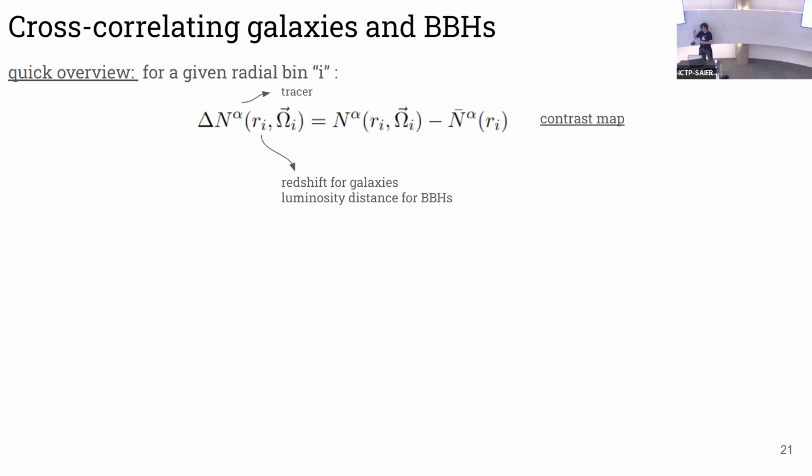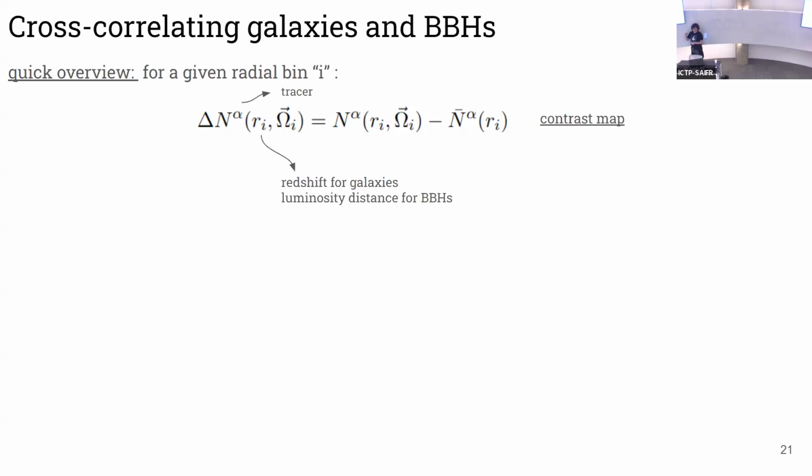So to do this, just a quick overview on how we cross-correlate these things. First, you have the contrast map. One is built from the other, right? One map, the black hole map, is built from the galaxy map. So they're totally correlated in some sense. Yes, they are coming from the same universe.